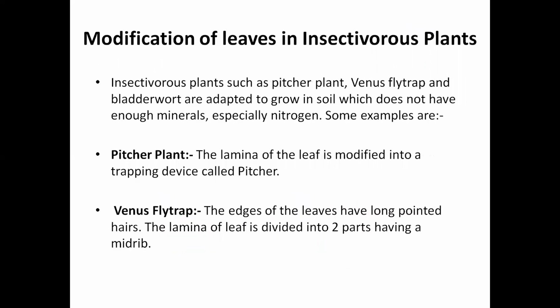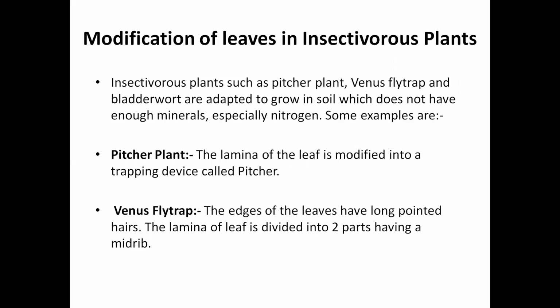Next is modification of leaves in insectivorous plant. Insectivorous plants such as pitcher plant, Venus flytrap, and bladderwort are adapted to grow in soil which does not have enough minerals, especially nitrogen. These plants feed on insects to obtain minerals. For this, they are modified to trap the insect. They have chlorophyll in their leaf that help them in making of food.